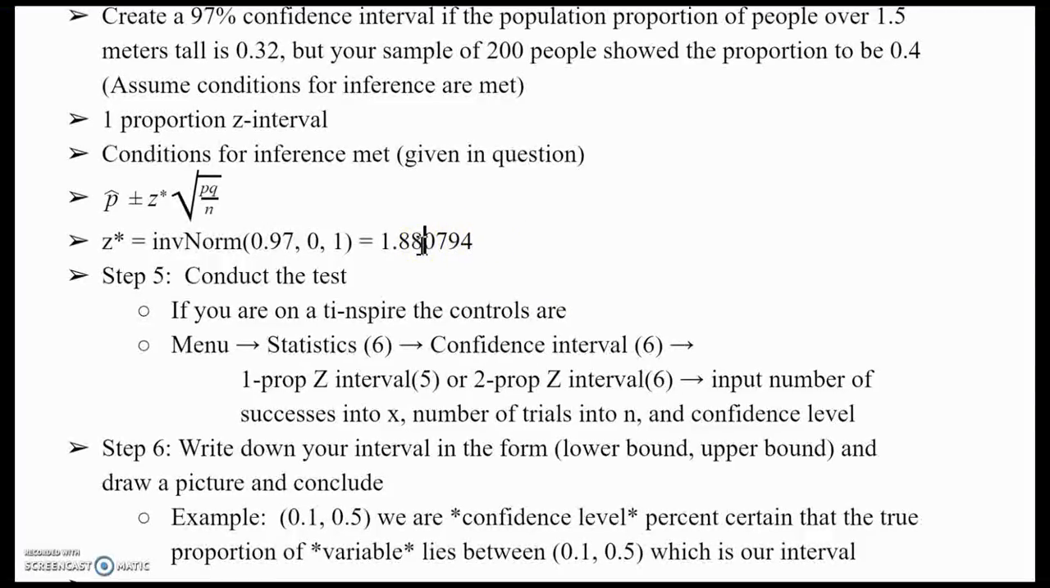You can write all of this, or you could have cut it off at 1.88. Since the question is just one-fold, meaning it's not asking for inverse for z star later in the question, you don't actually have to write this, but I think it's good practice. The next step says to conduct your test, so we're going to conduct that.